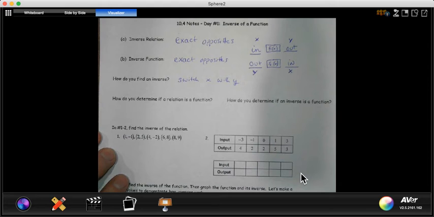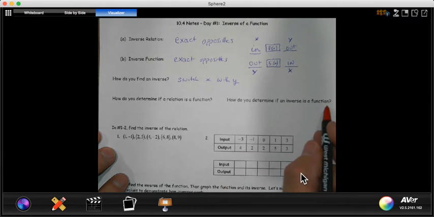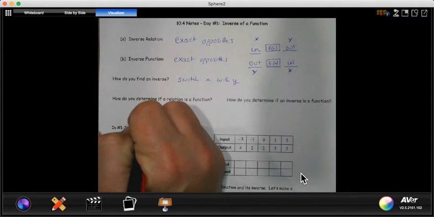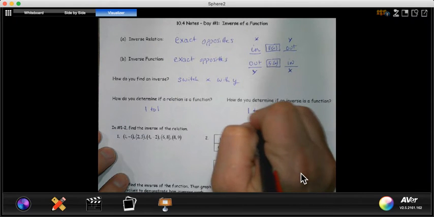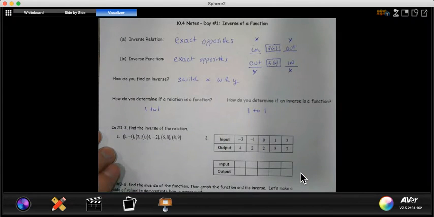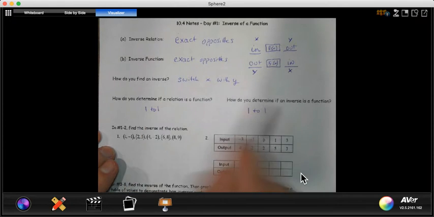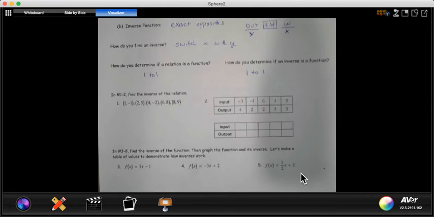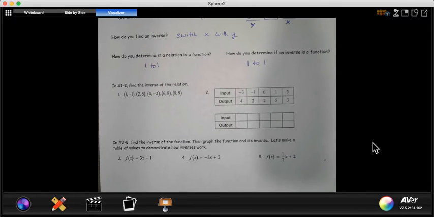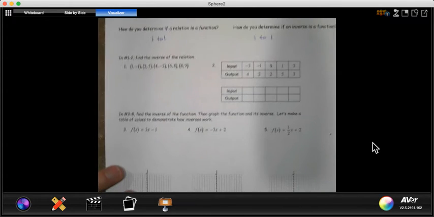Okay. How do you determine if a relation is a function? How do you determine if an inverse is a function? We have this thing called 1 to 1. We will do the 1 to 1 relationship on day 2. Okay? All right, so let's actually find the inverse of a relation.